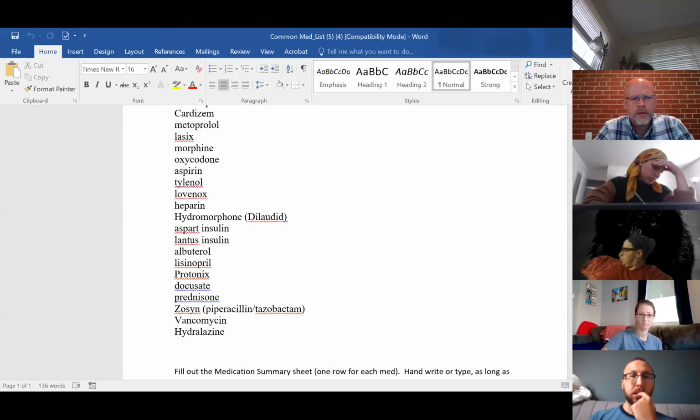Docusate. A stool softener. Good. And it's just a stool softener. It's not going to promote a lot of cramping or diarrhea. It's just going to help to soften the stool. We'll give this to any of our patients who've had bowel surgeries or are on pain medications like narcotics.